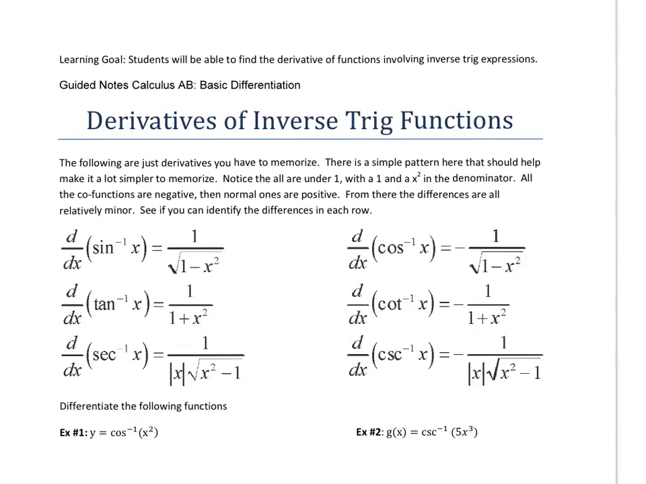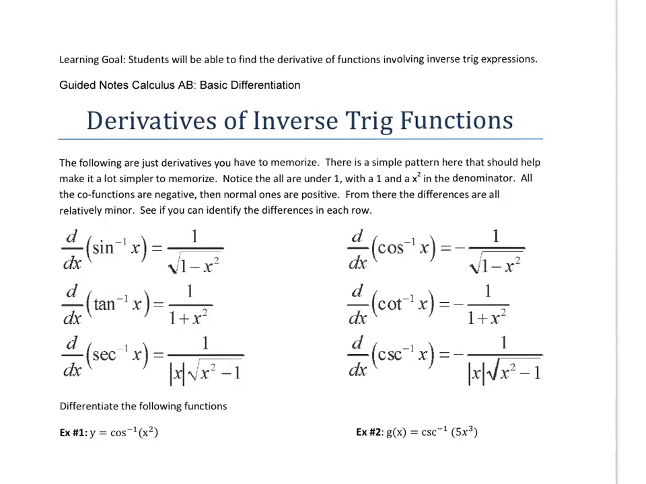They all have a 1 on top, and they all have some type of x squared and a 1 on the bottom, usually involving a square root. So very similar, and if you just remember these three, you have the others because the co-functions are just the opposites, just the negatives. So you do just have to memorize these, but they look kind of nasty and they're really not that bad to memorize. So make some flashcards and just get them memorized.